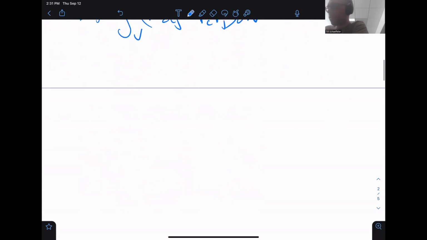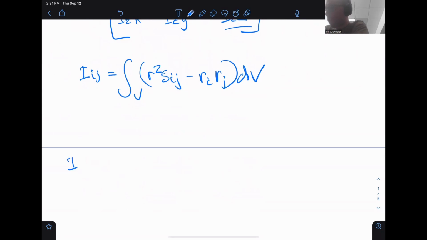And so let's start. For xx, the delta function is 1, and we have an x squared here, so it's going to be the integral over r squared minus x squared, which is y squared plus z squared.